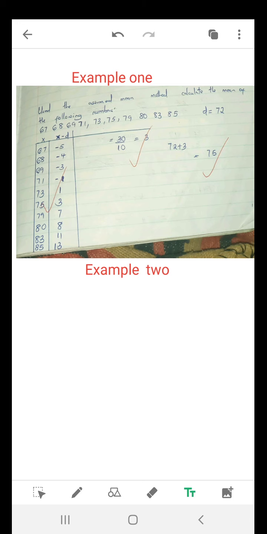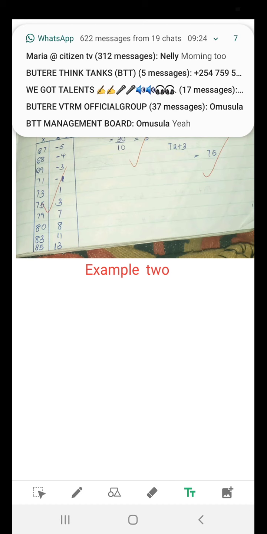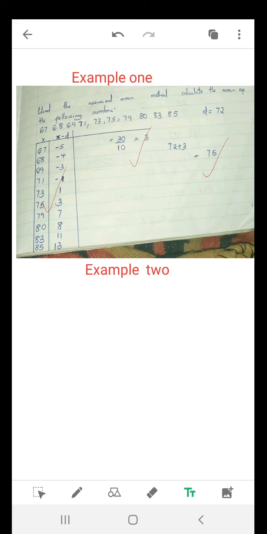So I divide 30 by 10, that is summation of FD over summation of F, to get 3. So I add that one to my assumed mean. So 72 plus 3, and my mean will be 75. My mean will be 75. So you can confirm with the normal method. Add all those numbers, then divide by 10. We'll get the same value, 75.